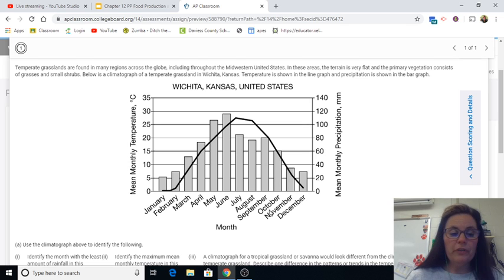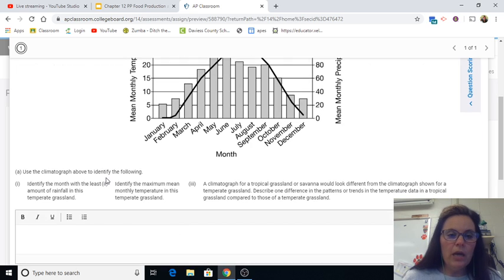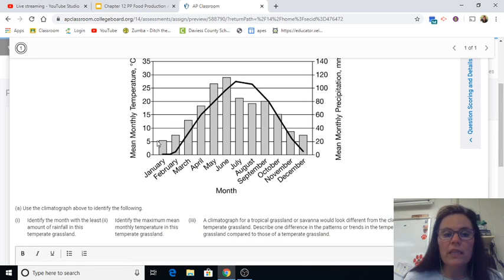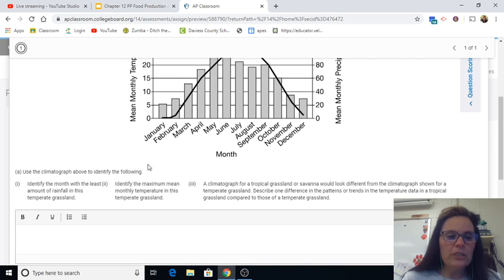So your first question was just identify the month with the least amount of rainfall, and that was January. Well, either way, that's the scary thing about that one. Or maybe the good thing is that they're both the smallest, but you'll see the lines right here. So that one is January.